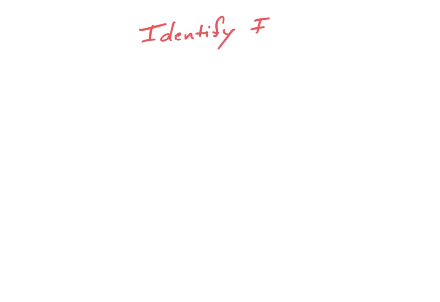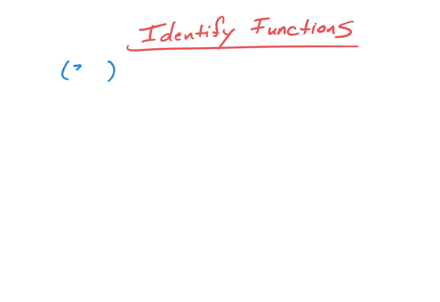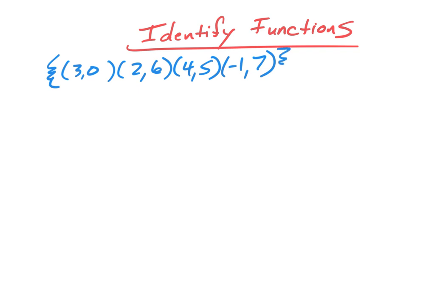Okay, so there's a lot of different ways that we can identify functions. If we start with a real basic one, if I give you a set of ordered pairs, here I have 4 ordered pairs. And a lot of times what you're going to see is it's going to be in a set. It's going to have some brackets around it. So we're going to say here's a set of ordered pairs. And it could be lots of ordered pairs. It could just be a couple ordered pairs.